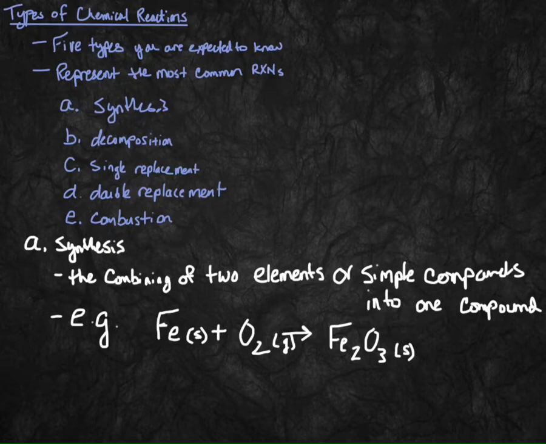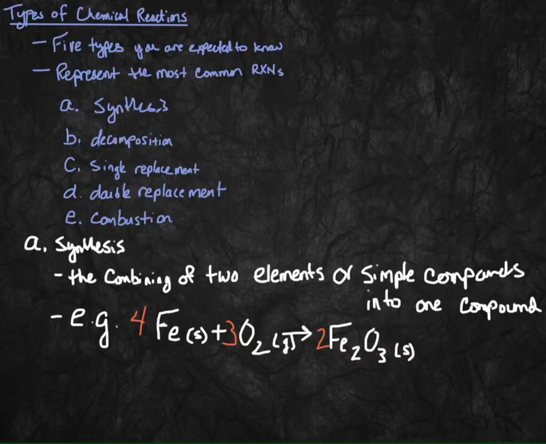And now that is obviously not balanced, so I want you to take a minute and pause the video and try and balance this on your own. Or don't and just see what my answer is and sell yourself short, but that's up to you. All right, so that balances to be 4 irons, 3 oxygens, and 2 iron oxides.